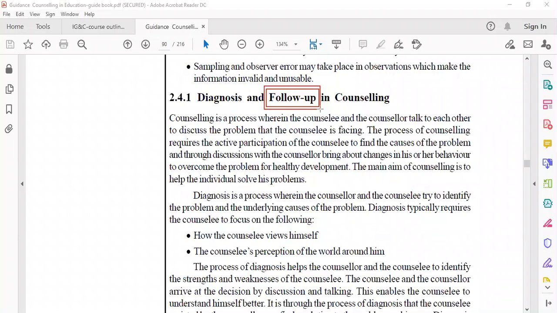Were the proposed solutions of the problem functional? Did it help our student to solve their problem, to overcome their problem or not? And if yes, then up to what extent? If no, then why? Follow-up enables a teacher to revisit, to redefine, to restudy the problem, and to provide a second stage of guidance and counseling.